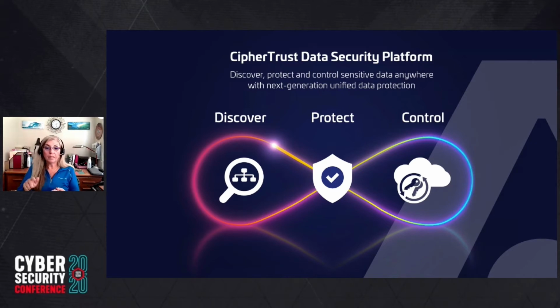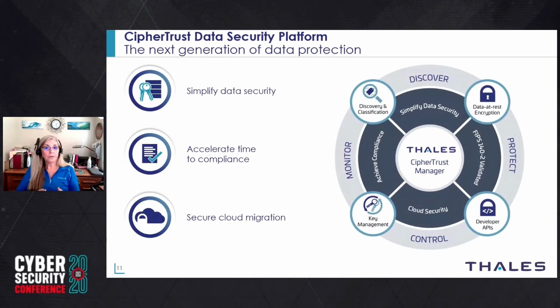You'll see in this diagram that it's a continuous loop. That's because you're constantly collecting data, therefore you constantly need to be discovering where the sensitive data is and protecting it and controlling it. It's a continual circular process that you need to do because your data is not static. It's constantly growing and evolving. The CipherTrust Data Security Platform can bring to you simplified data security to accelerate your time to performance compliance and be able to secure your cloud migration. We can do that through discovering, protecting, and controlling the data with our whole suite of solutions that we offer within the platform.